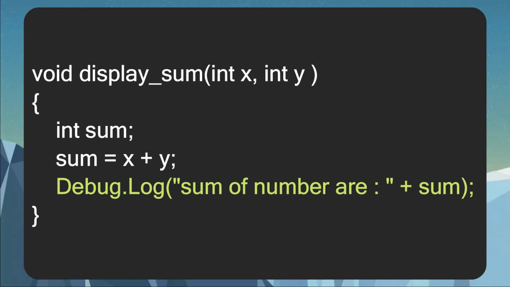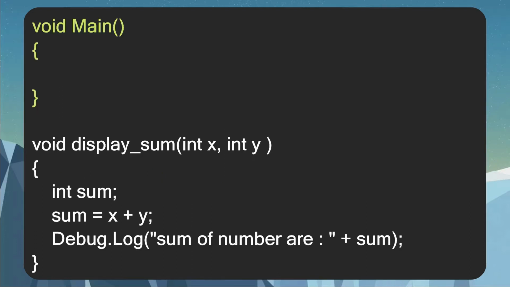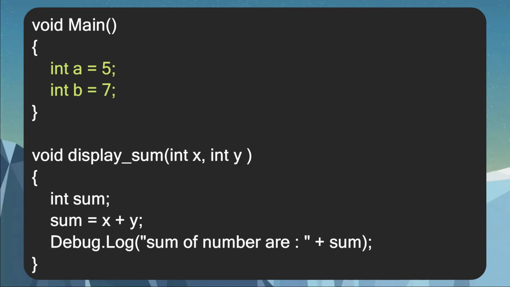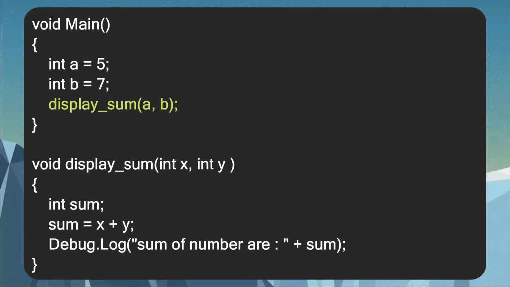Now this displaySum function will not run automatically. We have to call it in another method which is currently running. Suppose we have a main method which will run on start. Then let's have two variables a and b with certain values in them. If we want to add these values using the function, then we can call our function displaySum. Now when calling the function, we have to provide the two values as parameters, which need to be calculated in the supplied function.